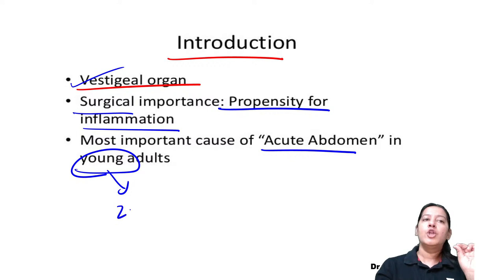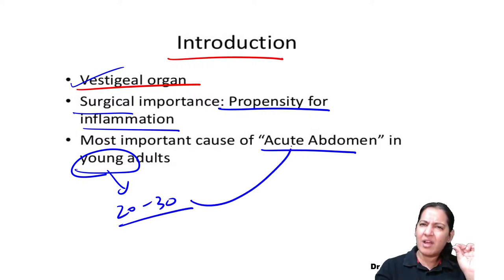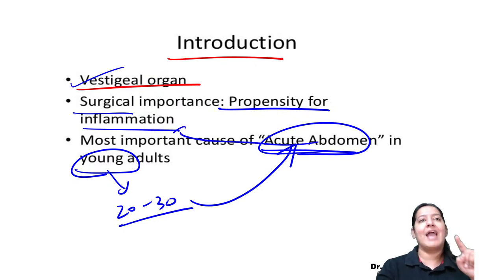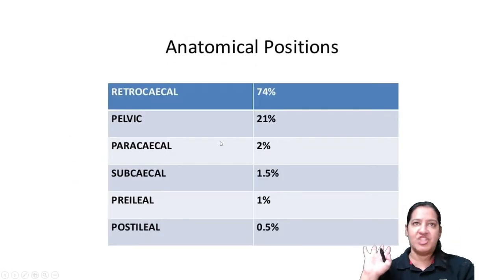Usually a young 20 to 30 year old patient with sudden acute abdomen, unbearable pain in the abdomen. The first diagnosis is acute appendicitis. The first differential, right?